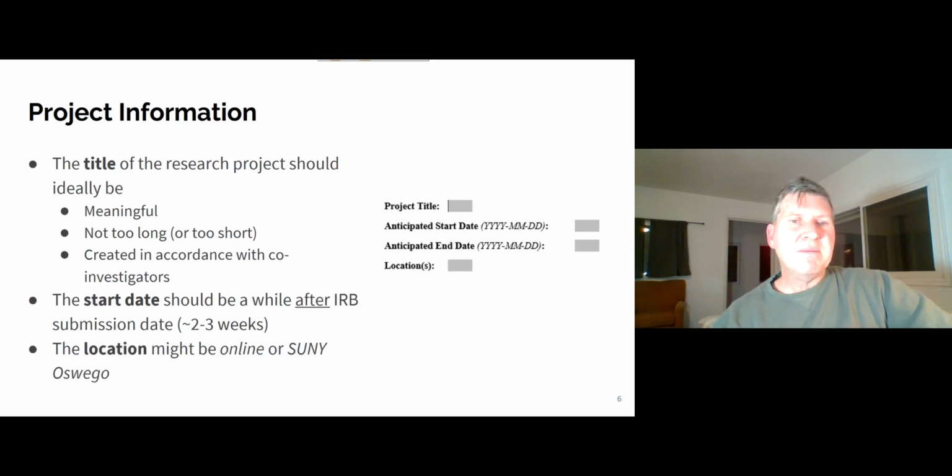The location might be online if you're doing something using an online questionnaire, or it might be at SUNY Oswego. The location is important because wherever you do the study, you have to have permission from some responsible party there. So if it's a shopping mall or an airport that you're doing some kind of study, you have to have some kind of letter or proof that you have approval to do it at that facility.